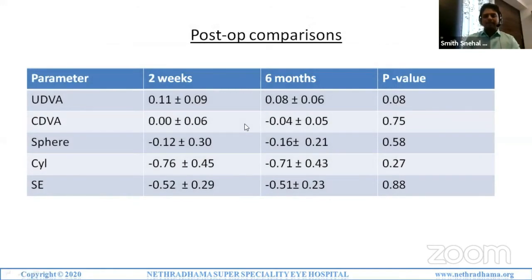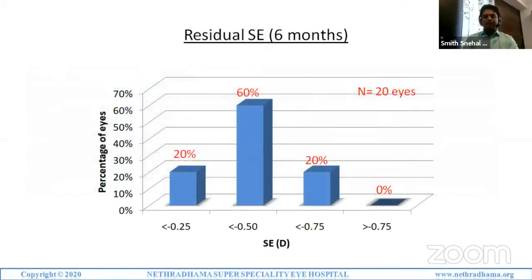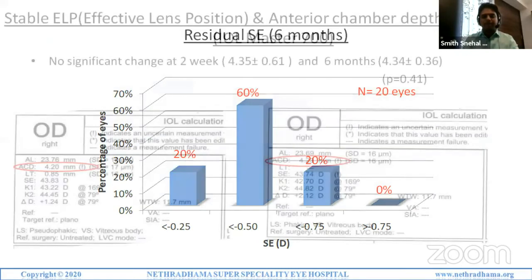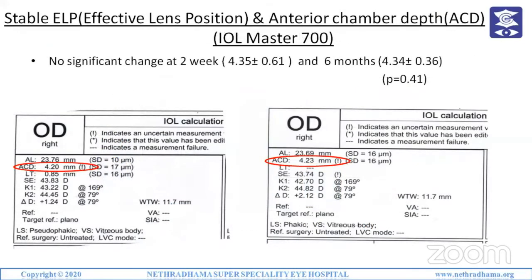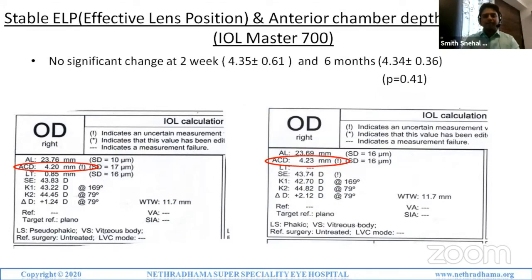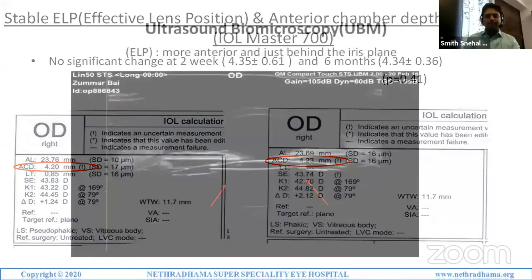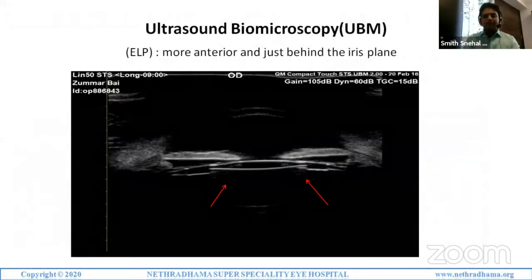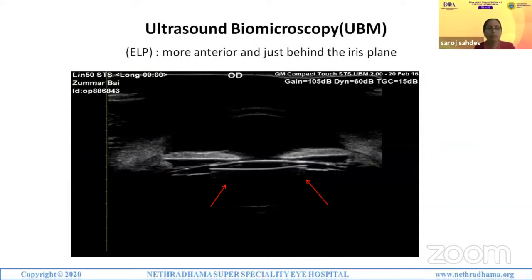Post-operatively at 6 months, the refraction was stable. The residual refraction was myopic and 60% of the eyes were within -0.5 diopters of spherical equivalent, and all eyes were within -0.75 diopters. Anterior chamber depth was measured with IOL Master 700 and was found to be stable. Also, the effective lens position was stable. This is a major advantage for multifocals and torics. Ultrasound biomicroscopy demonstrated the lens to be more anterior and just behind the iris plane as compared to conventional in-the-bag lenses. Thus, the lens acts as an anti-negative dysphotopsia lens as the distance between the posterior iris plane and the IOL plane is reduced, which is one of the theories of negative dysphotopsia.